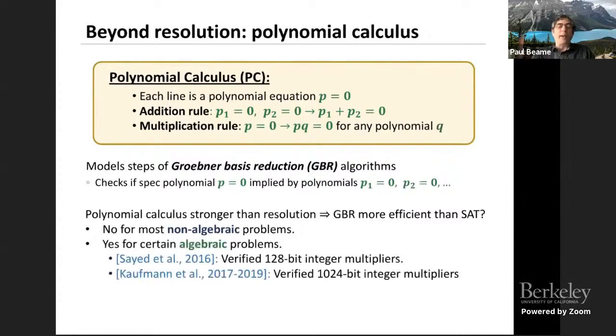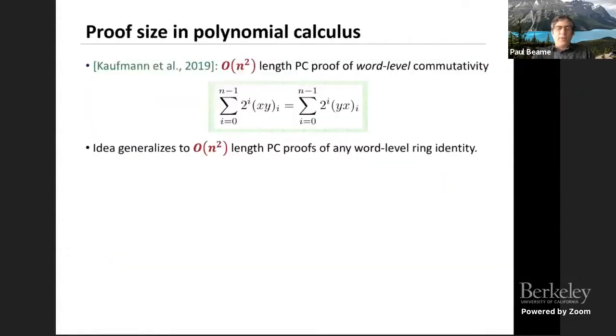However, for certain algebraic problems, like these multipliers in isolation, it works extremely well. So Kaufmann et al. were able to verify 1,024-bit integer multipliers using Gröbner basis reduction techniques. And in fact, their proof in polynomial calculus is order n squared, which is optimal. It's the size of the instance, and it's at the word level.